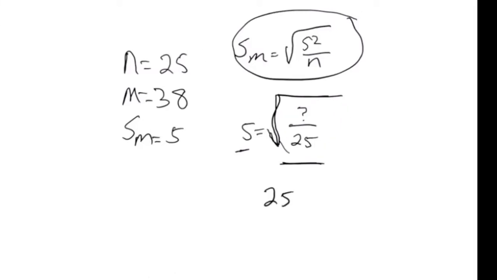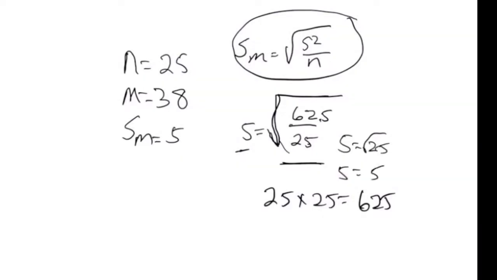So 25 times 25 gives us 625. Well, let's try it out and see if it works. I'm going to put 625 here, and I'm going to say 25 goes into 625 how many times? And lo and behold, it is 25. So 5 is equal to the square root of 25. 5 is equal to 5.